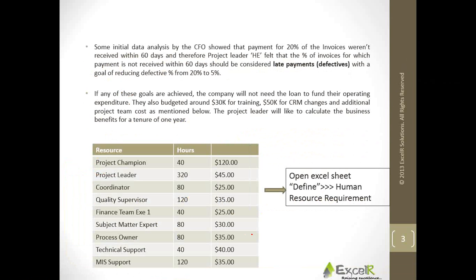Some initial analysis by the CFO showed that payment for 20% of the invoices wasn't received within 60 days. And therefore, the project leader felt that the invoices for which payment is not received within 60 days should be considered late payments or defectives. And this is the first problem.